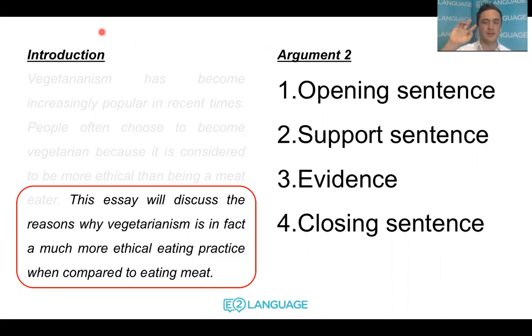Ganesh has just asked me, should this paragraph be for or against? Well, what does my introduction say? It says, this essay will discuss the reasons why vegetarianism is in fact a much more ethical eating practice when compared to eating meat. So I'm going to have to keep going with that argument. I can't change it. I have to continue saying that vegetarianism is more ethical. However, I'm onto my second argument. I've talked about hurting animals. Now I'm talking about the environment, for example.